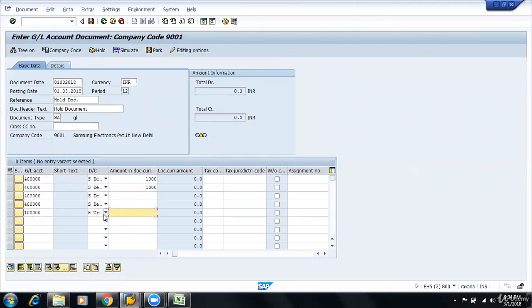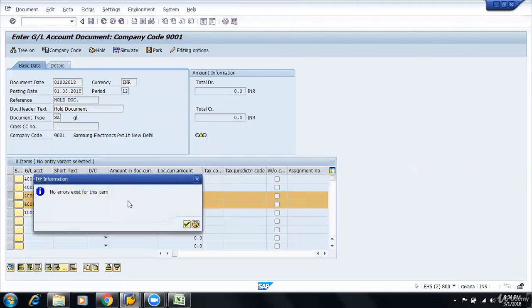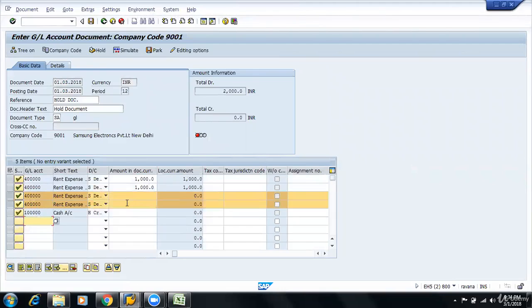Now, this is the case where the user does not know the amounts for these two items. Yes, these are basic expenditures, of course. What do you want him to do? He knows that the GL is rent expense, but he does not know the amounts. So, can you save the document? No, the amounts are not matching.